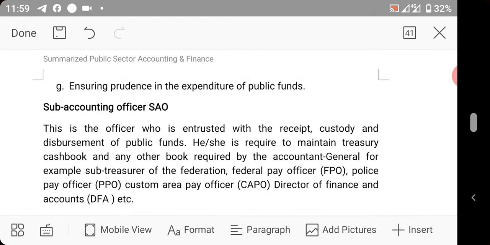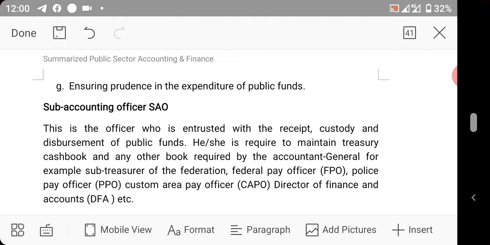The next is sub-accounting officer, which is almost the same thing as accounting officer. Sub-accounting officers are those accounting officers who are at the various branches of the ministries, extra-ministerial departments, or pay offices of the federal government. For example, the Nigerian Police Pay Office. The Nigerian Police Pay Office is in every state. So the person in charge of that particular pay office in each state is a sub-accounting officer. The Customs has pay officers. The military has pay officers. I hope you are there. So these are whom we call sub-accounting officers.